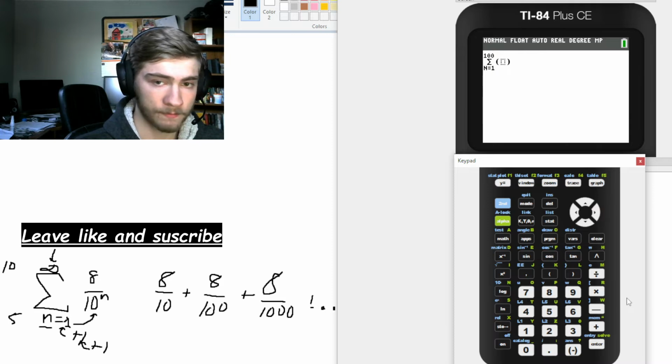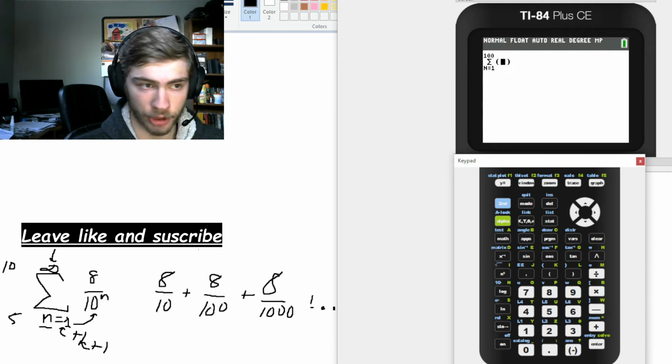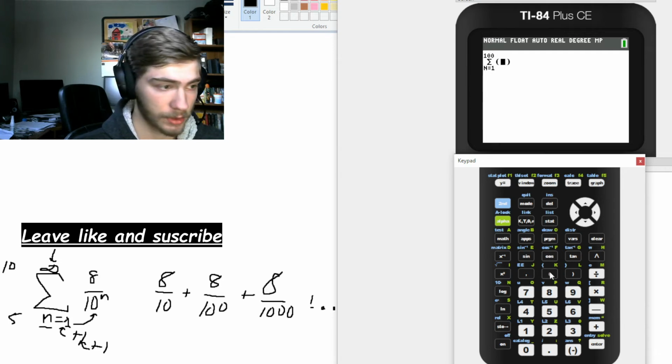Now we go to the right, and whenever we're writing a division thing like this, where it's in fraction mode, just use parentheses.